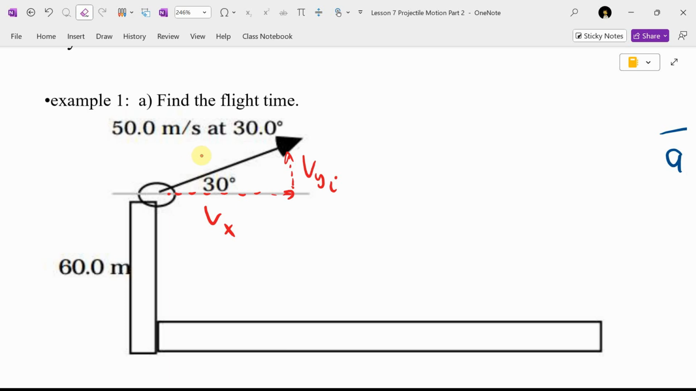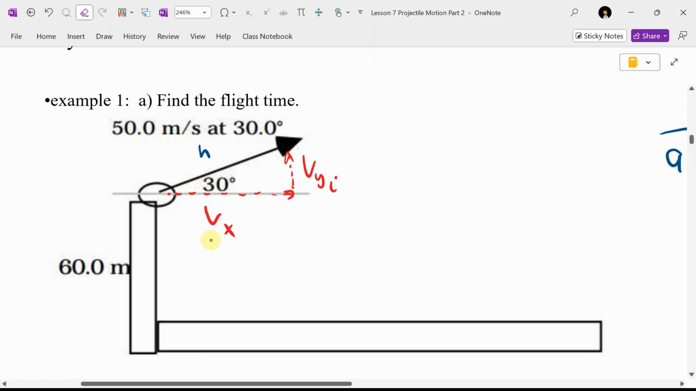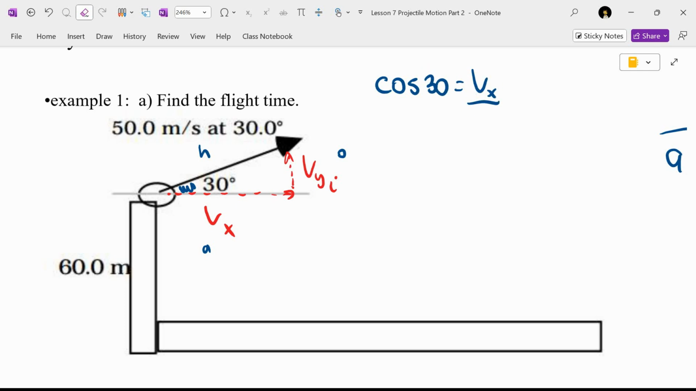This 50 right here, is it opposite, adjacent, or hypotenuse? Good. Let's find Vx, A and H. Which trig function? If you have not written the word SOHCAHTOA at the top of your page, you need to. Which trig function is the A and the H? Okay, it's cos. It's going to be cos 30 equals Vx over 50. Final step, how would I get the Vx by itself? How would I move the 50 over?